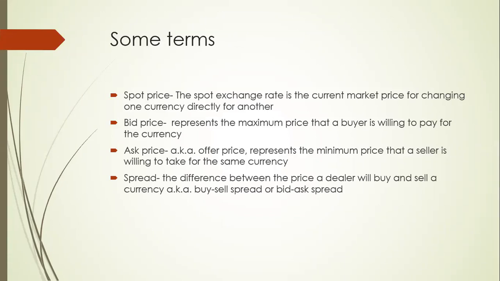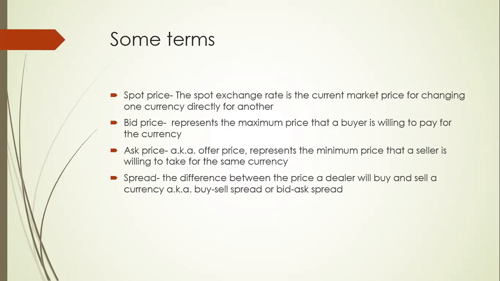Bid price is basically the maximum price that a buyer is willing to pay for the currency. So, for example, you have $1 and you go to the bank and say, I want to get INR in exchange of this US dollar. What does the bank say? All right, the current spot price is 73. I'm willing to pay you maximum 72.5 for it. So since the bank is willing to pay you maximum 72.5, that becomes the bid price.